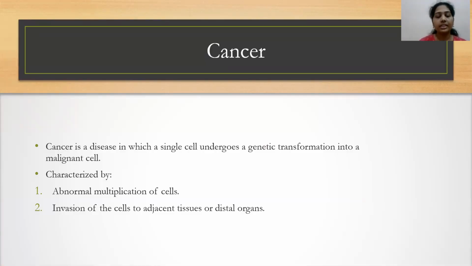Cancer is a disease where a single cell undergoes a genetic transformation into a malignant cell. It is characterized by multiplication of cells, and this happens not in a single day, it takes a long time. A genetic mutation causes abnormal multiplication of the cell, leading to invasion of the adjacent cells or tissues or distal organs.